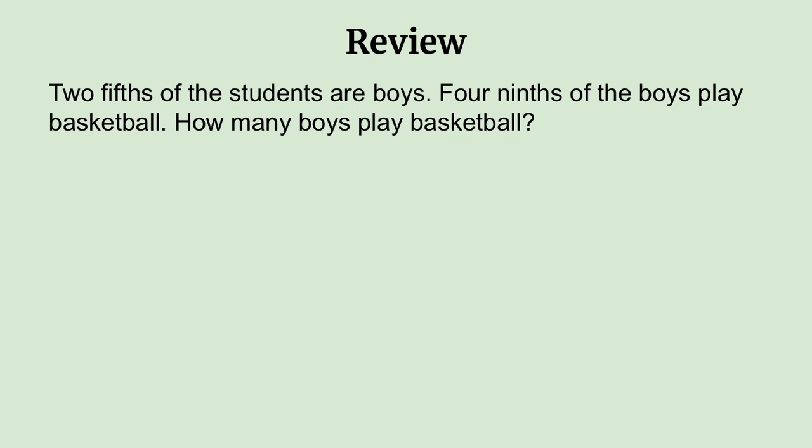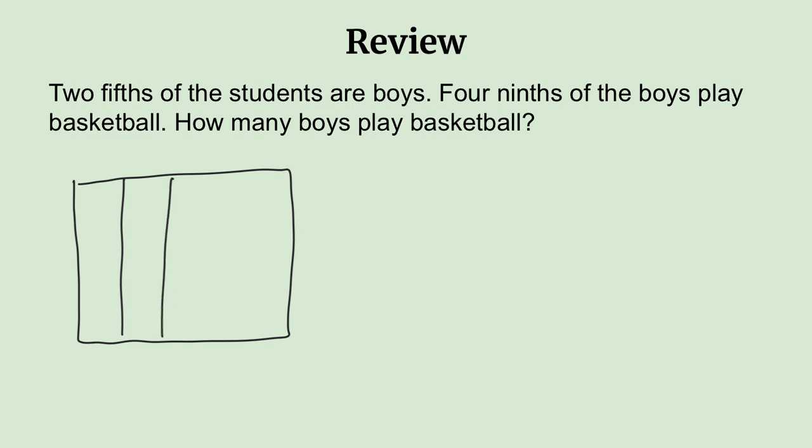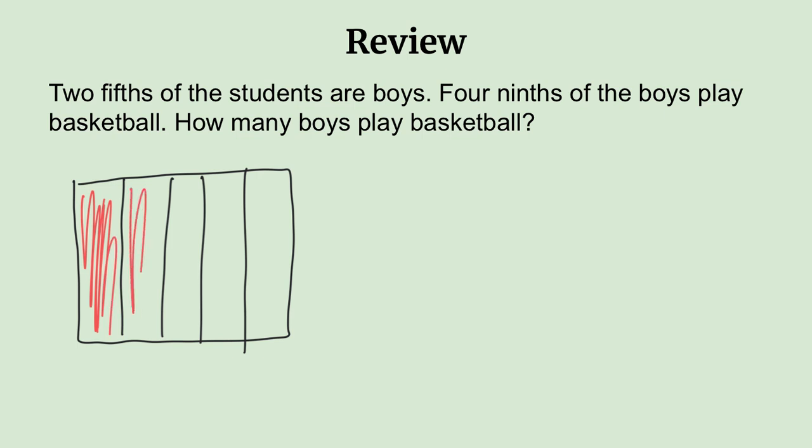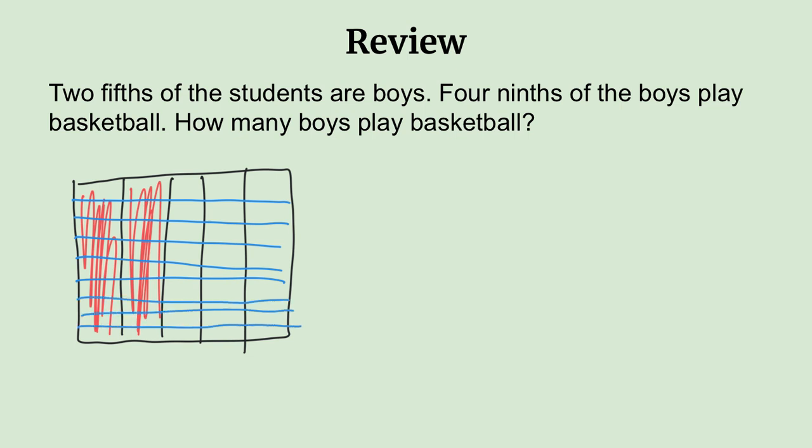A couple of review questions. 2/5 of the students are boys. 4/9 of the boys play basketball. How many boys play basketball? These are questions that it looks like we're still struggling with. One way we can think about it is to look at an area diagram. So 2/5, that's 1, 2, 3, 4. 2/5 would be this much, right? And then we're saying 4/9 of that, so then we can go the other direction. 1, 2, 3, 4. That's ninths, and then 4/9 of those.